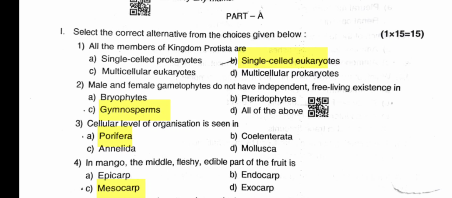All the members of kingdom Protista are: option A, single-celled prokaryotes; option B, single-celled eukaryotes; option C, multicellular eukaryotes; option D, multicellular prokaryotes. The right option is single-celled eukaryotes.